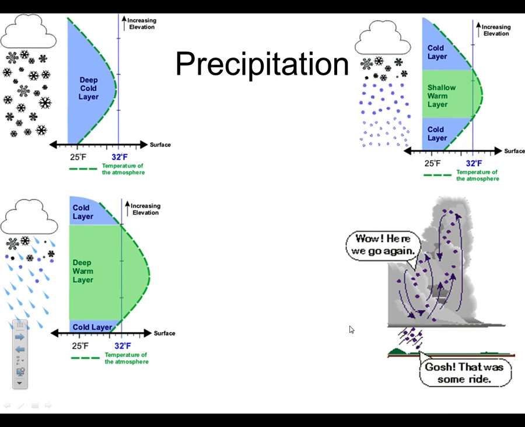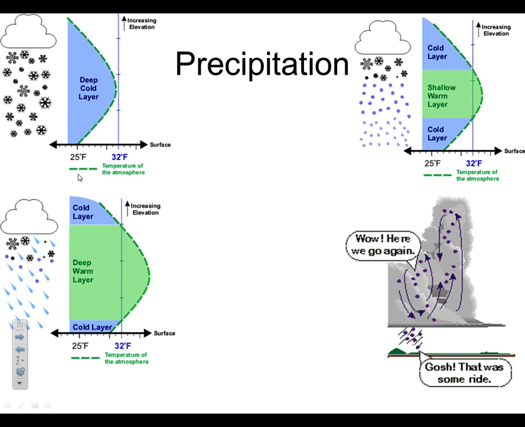Today's lesson is a short lesson on precipitation. We're just going to talk about the different types of precipitation and how we get them. And basically what I'm going to use are these little diagrams. They might look a little confusing, but I think I can explain them hopefully to show you what they mean.